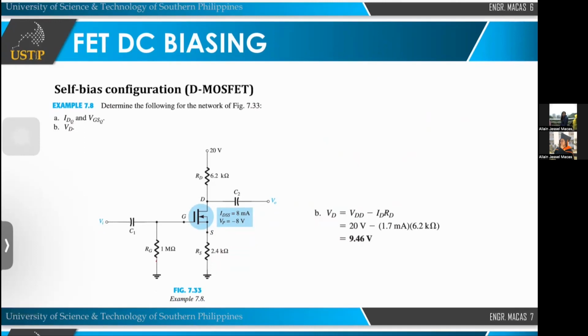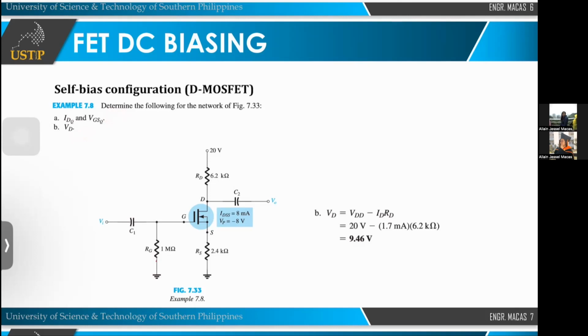We need to determine the following. We need to get the ID and the VGS and then the VD. So, it's a little bit more complicated than the JFET approach class, no? Because it is difficult to solve mathematically. So, our approach is graphical.